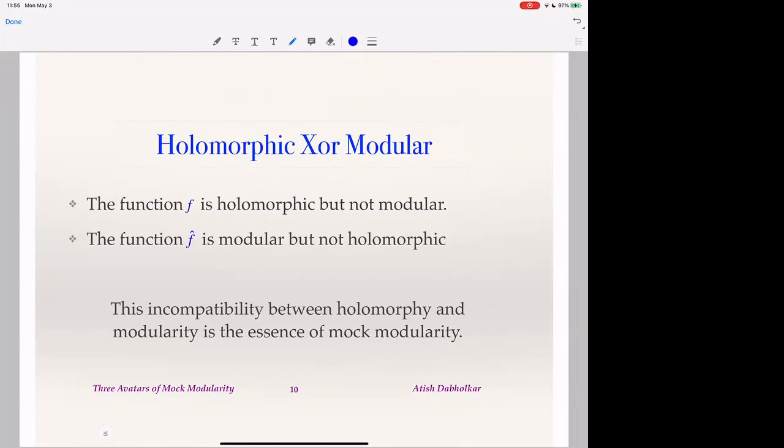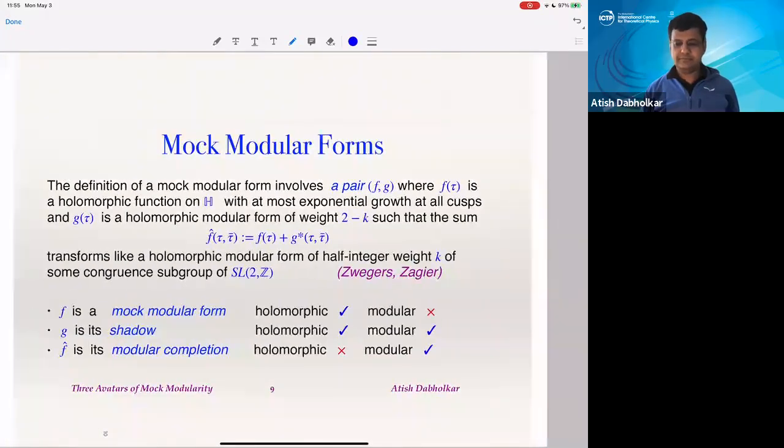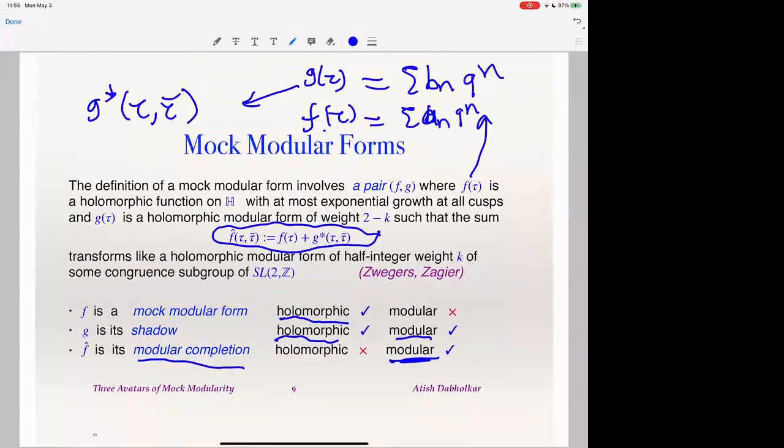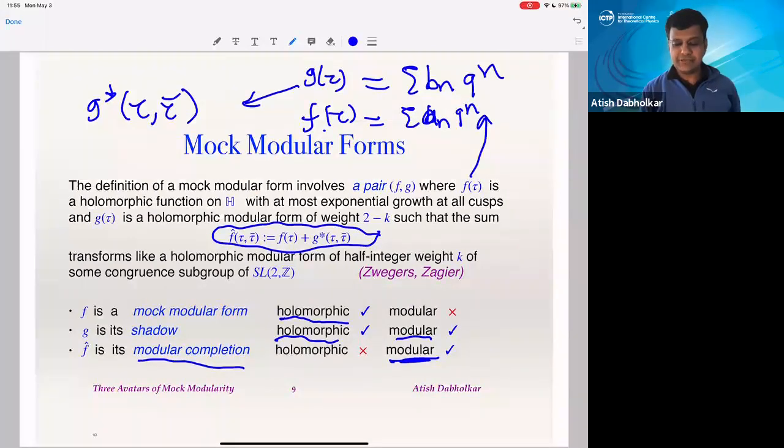Sorry, Atish, one question about the previous slide. Given G, you are saying one can find F, not necessarily unique, so that F hat is modular, right? No, that's not true. What I'm saying is that unless you are somebody like Zwegers, generically given G, you cannot find an F. You somehow need to know F and G together.